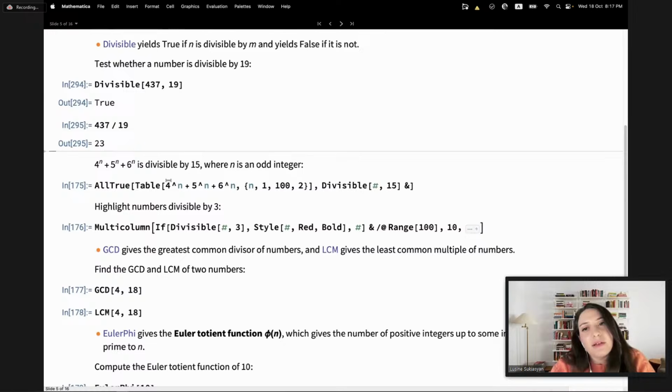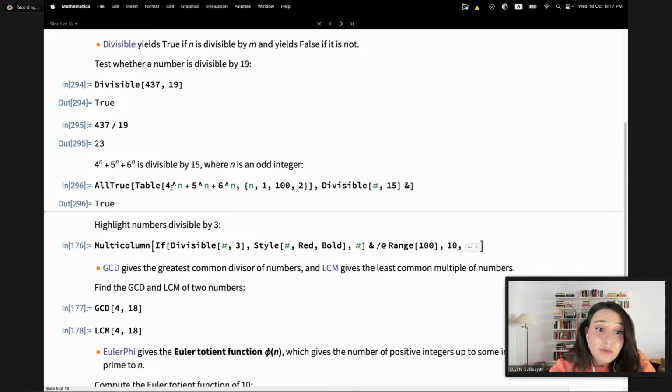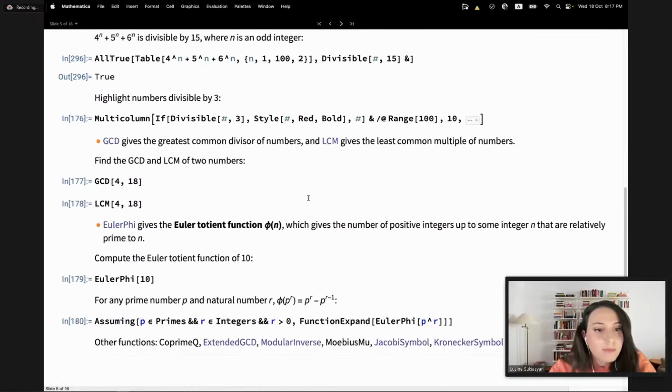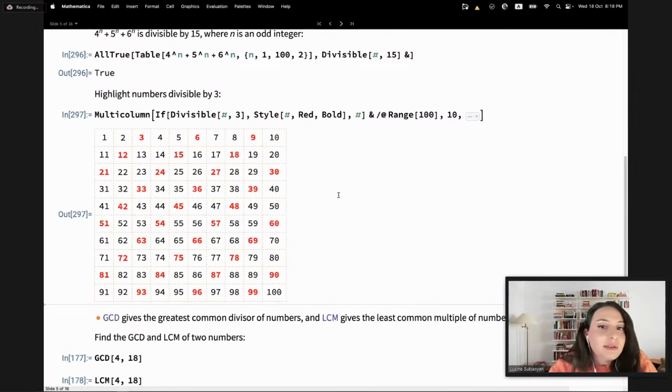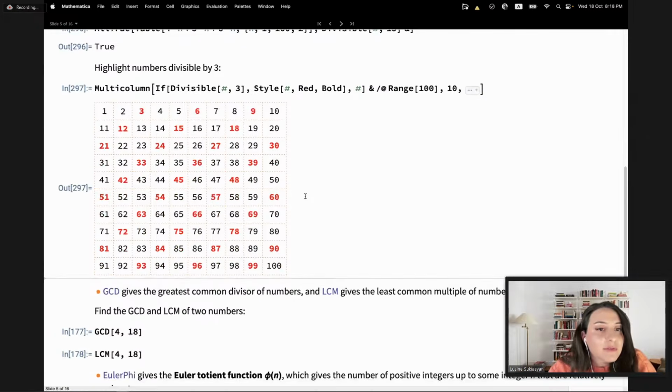Or we can do some symbolic stuff and see that this expression is always divisible by 15 when n is an odd integer, right? And we can check it for all the n up to 100. And yes, all the numbers are truly divisible by 15 here. Or we can just highlight numbers that are divisible by 3, and yeah, the numbers that are divisible by 3 are highlighted in red here.